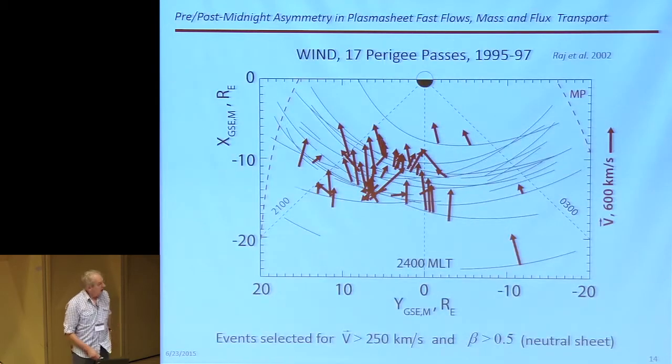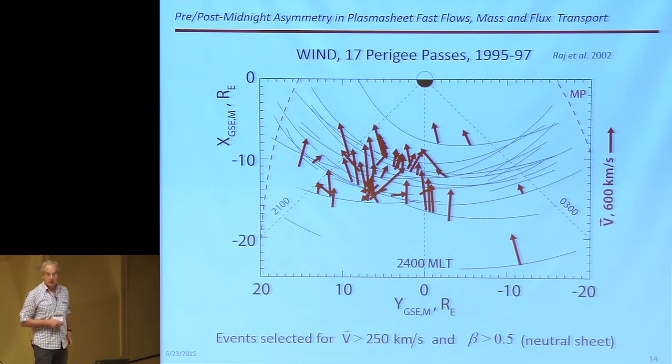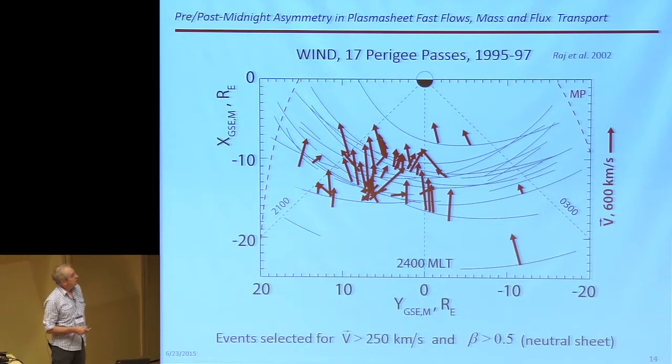Okay. So what about the observational side of this? This is from a paper reported by Raj et al., 2002 in JGR. When perigee passes 95 to 97, they selected events in which the flow velocity in the neutral sheet, defined as the plasma beta greater than 0.5, were greater than 250 kilometers per second.